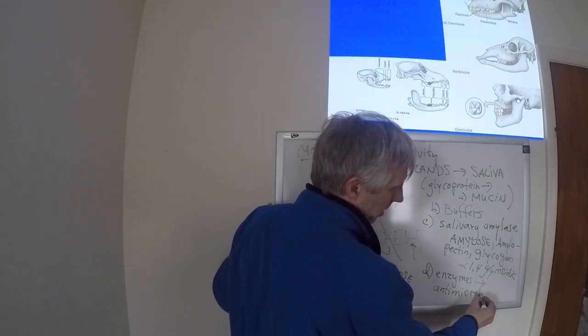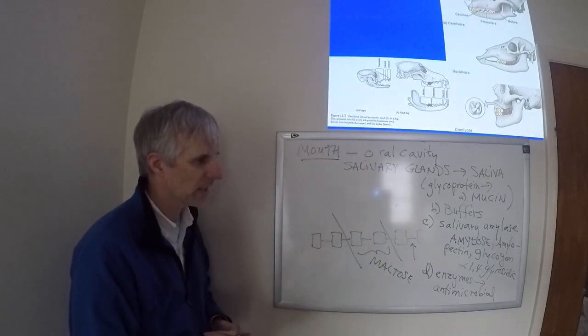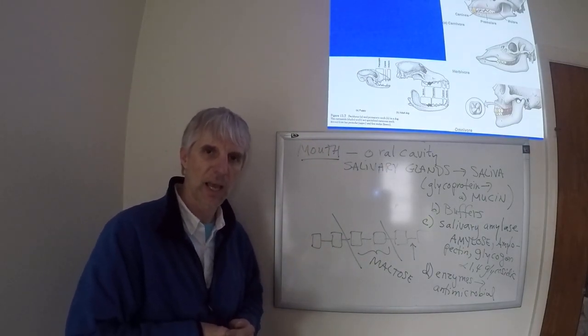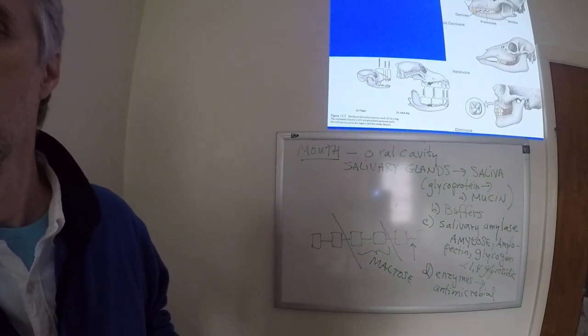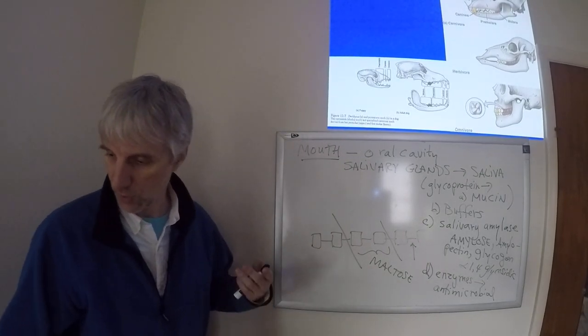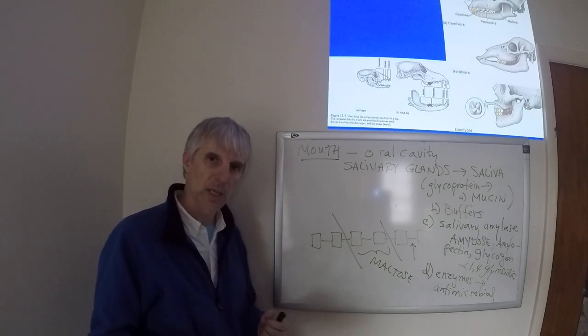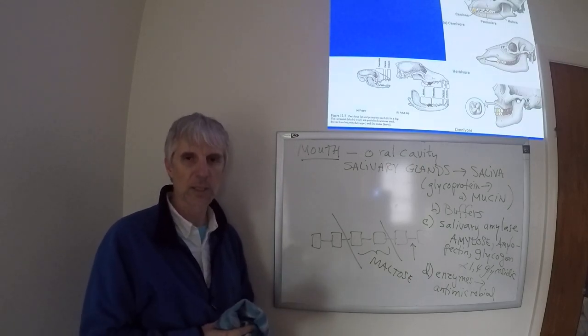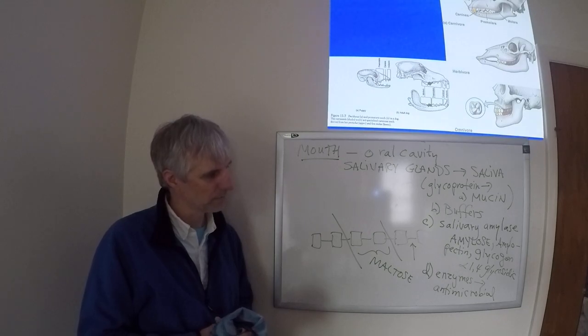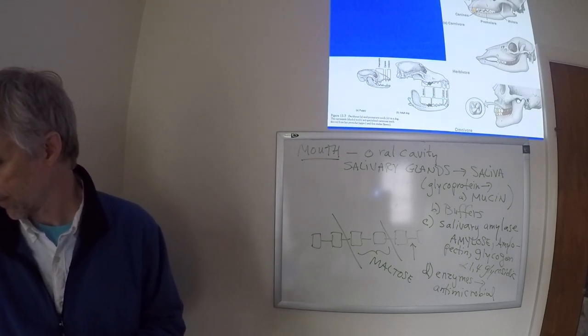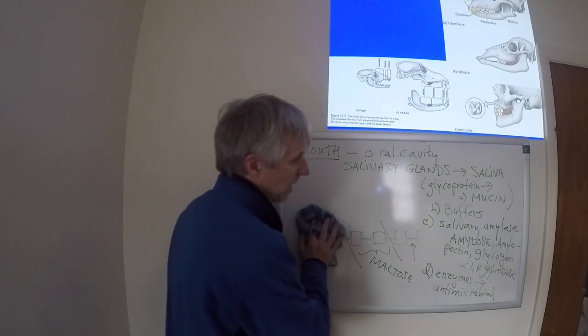All right, in addition to the salivary amylase, we also have enzymes in the saliva that are antimicrobial. And that should make a lot of sense. Any food we take in is going to have microbes on it. So the idea would be to try to remove any of the nasty bacteria through the use of these enzymes. These enzymes would target bacterial cell walls for the most part.